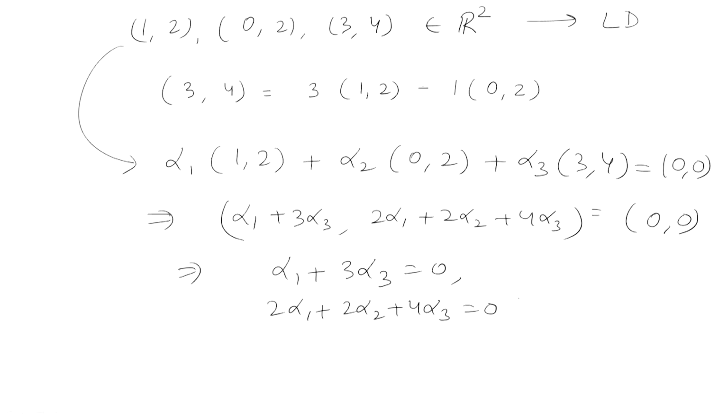Now, you see, we have two equations and there are 3 unknowns, and the equation is homogeneous, the right hand side is 0, okay. So, you can arbitrarily choose any value of alpha 3, which may not be 0, okay. Then you can find alpha 1 and alpha 2. So, that means there exists some alpha which is not equal to 0, and that means this set of vectors is linearly dependent. Okay.